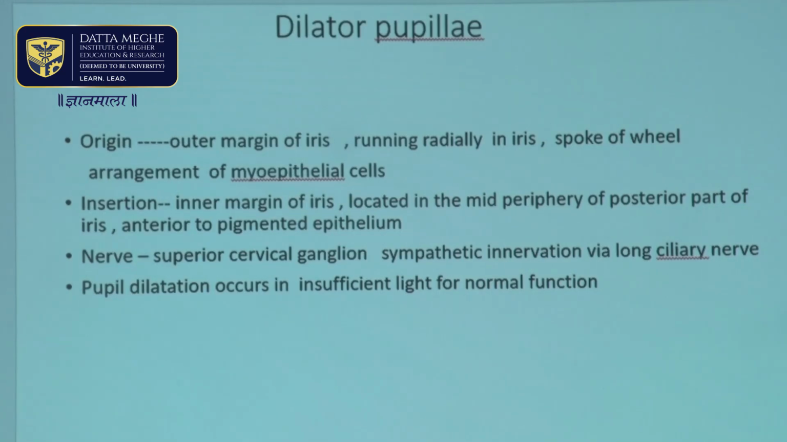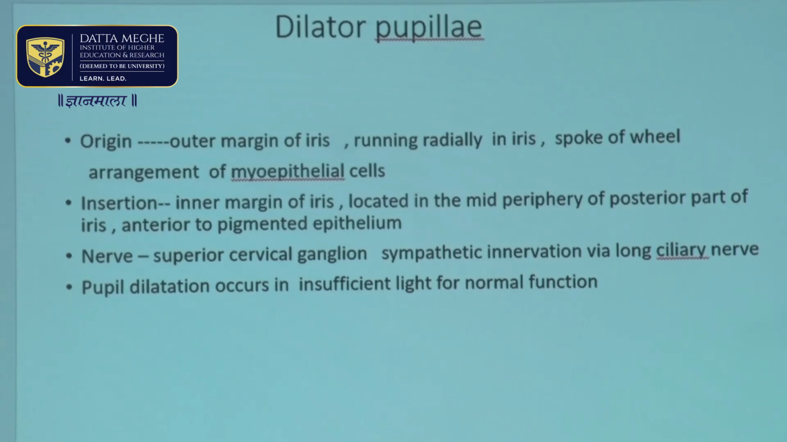The function of the dilator pupillae is that when it contracts, it dilates the pupil when there is insufficient light for normal function. Now, the difference between the sphincter pupillae and the dilator pupillae is that when the sphincter pupillae contracts, the pupil becomes small, that is miosis. When the dilator muscle comes into action, the pupil becomes larger, and we call it mydriasis. The sphincter pupillae has a parasympathetic innervation, the dilator pupillae has a sympathetic innervation.